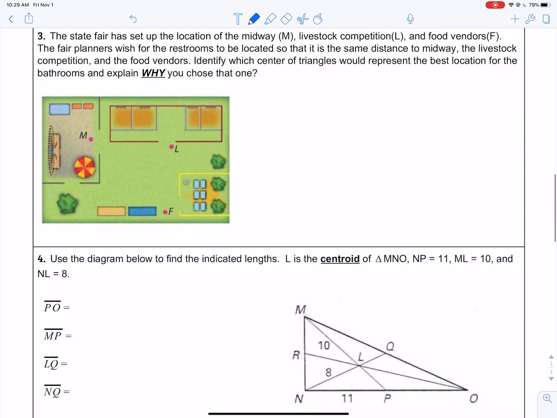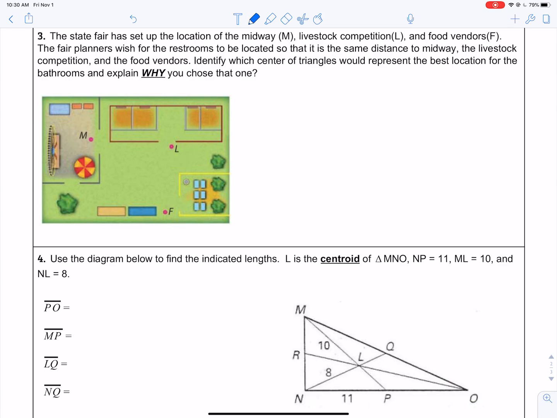For number 3, it says the State Fair has set up the location of the midway, which is indicated in the picture by an M, the livestock competition, which is the L, and the food vendors, which is the letter F in the picture. The fair planners wish for the restrooms to be located so that it is the same distance to midway, the livestock competition, and the food vendors. Identify which center of triangles would represent the best location for the bathrooms, and explain why you chose that one.